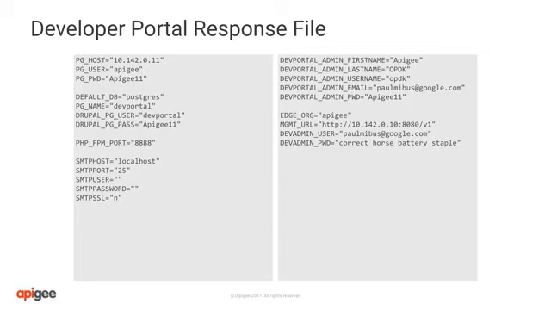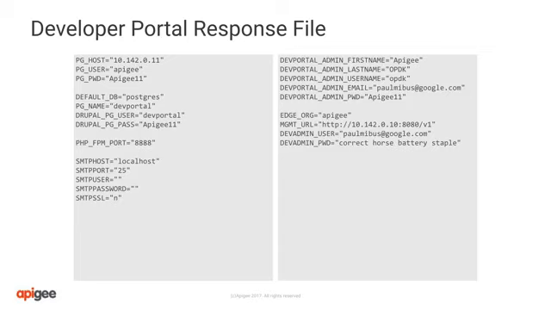SMTP settings are similar to the ones used for Apigee Edge and should be filled out according to your mail relay configuration. DevPortal admin settings define the name and credentials for the initial sysadmin user in the developer portal. They are distinct from the sysadmin user in Apigee Edge, but you can use the same settings if you wish.